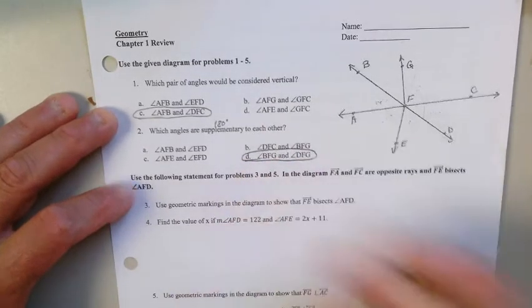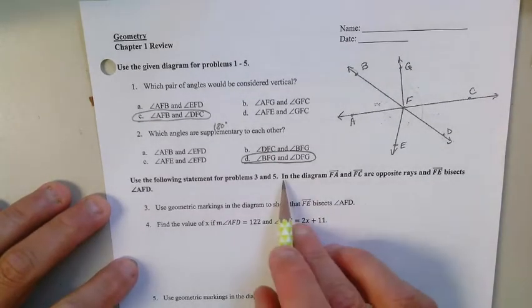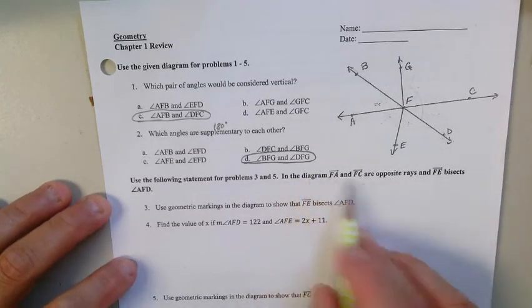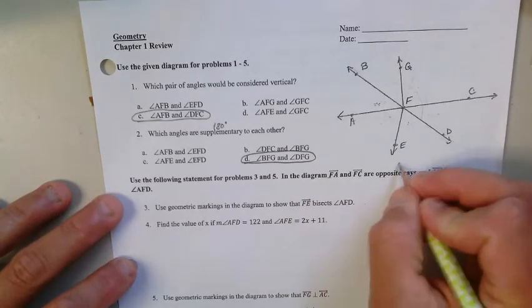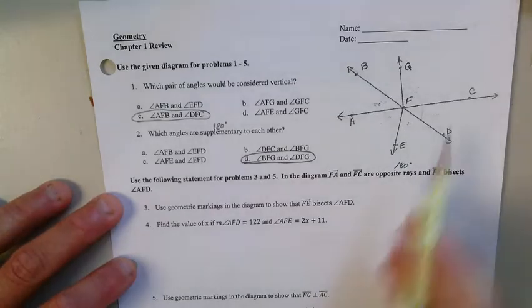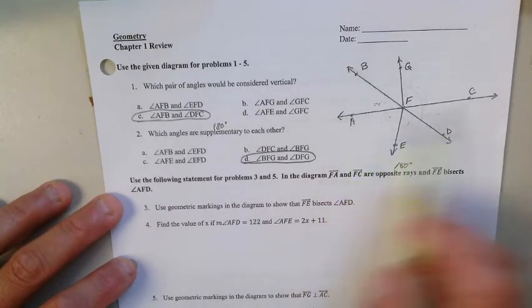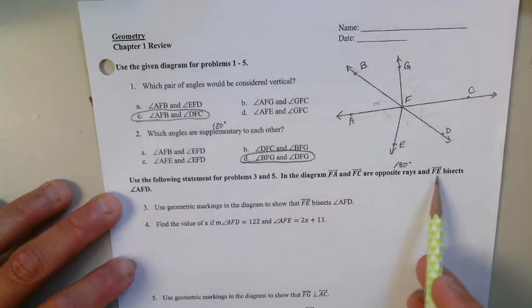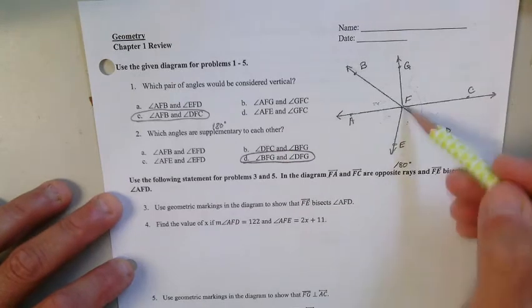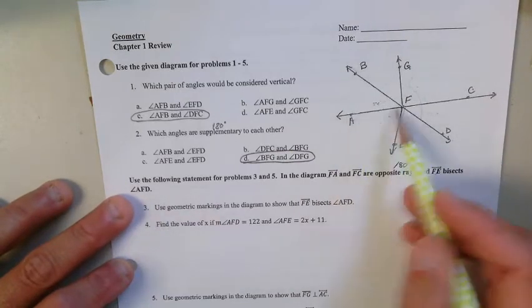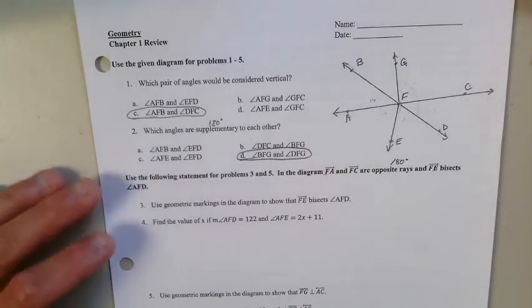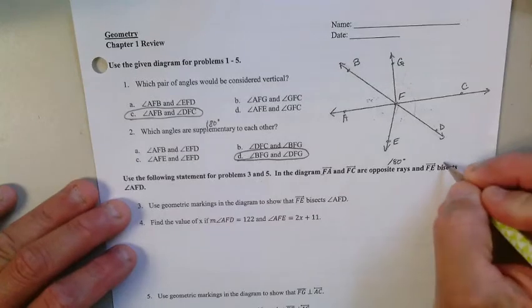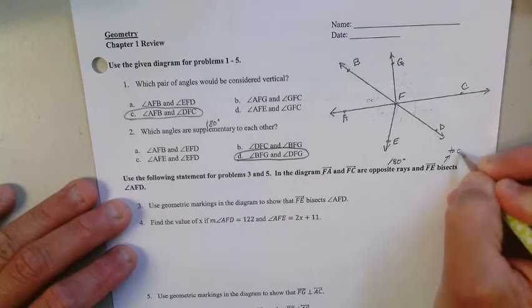Use the following statement for problems 3 and 5. In the diagram, FA and FC are opposite rays. So right now I'm thinking 180 degrees. Opposite rays are 180 degrees. FA, FC. So this is a straight line right there, okay? FE, the ray, bisects angle AFD, okay? Now, again, what does bisect mean? This is one of the terms we've been working on. It means to cut in half.